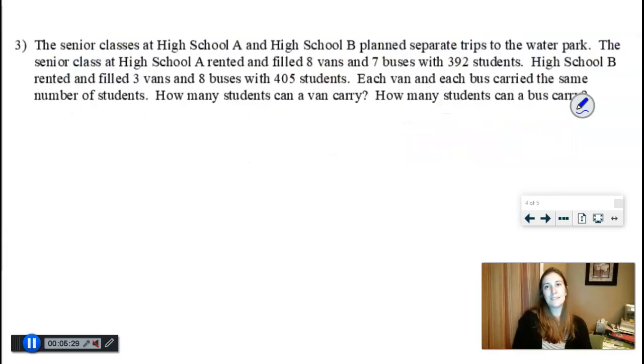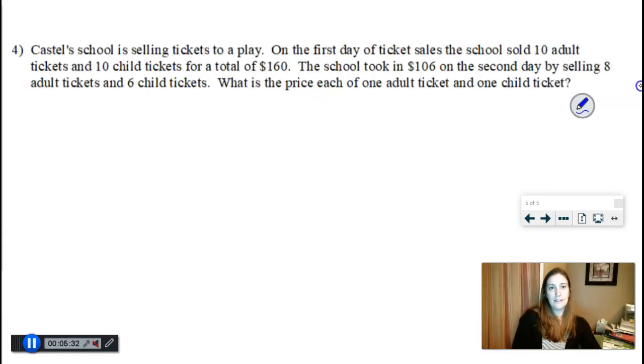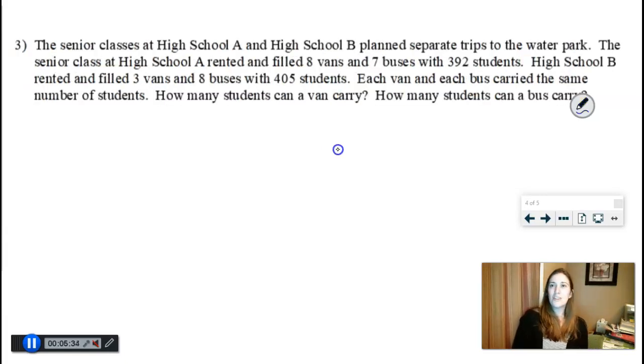Let's see here. These are 2 more. Okay. So for problem 3, and this is the one that gets messed up the most, because people don't read very carefully.